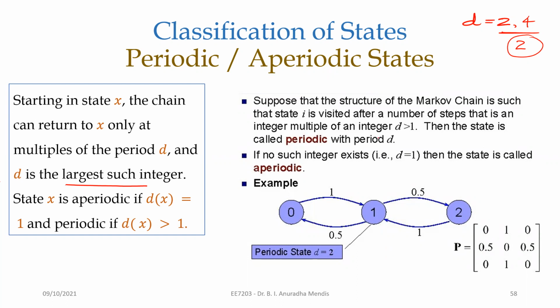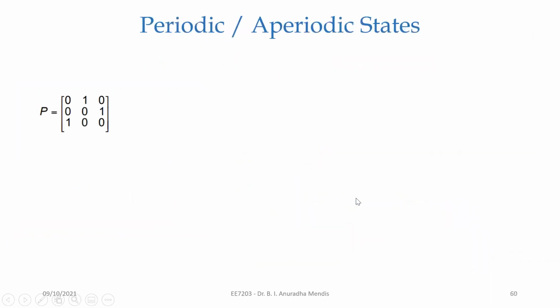Okay. Then how do you define a periodic Markov chain or periodic state? If d is greater than 1, then the state is called periodic. But if d is always 1, then the state is called aperiodic or non-periodic. Okay. So that is how you divide Markov chain states as periodic and non-periodic states.